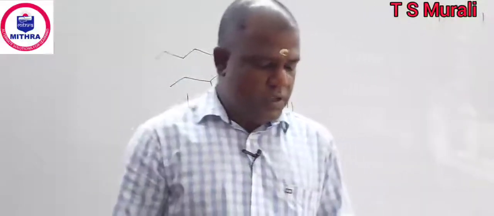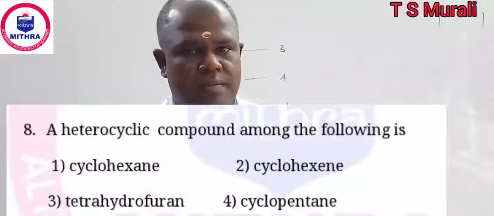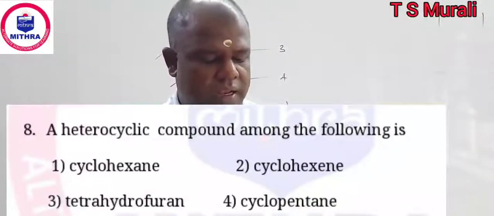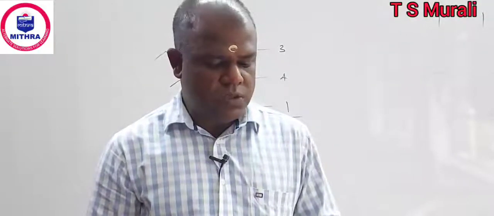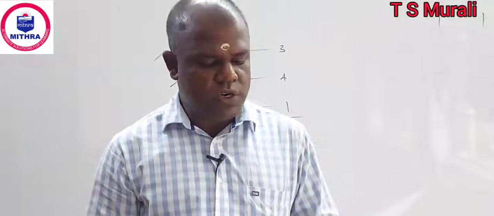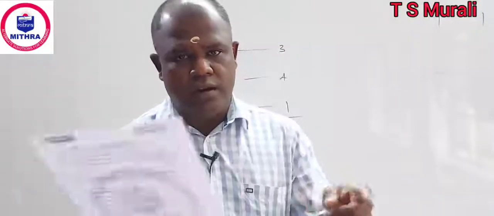Next one. Question number 8. Heterocyclic compound among the following. Heterocyclic means other than carbon you have to see any other atom. Cyclohexane contains only carbon, cyclohexene also contains only carbon, cyclopentane also contains only carbon, tetrahydrofuran, that is given in the NCERT, furan. Heteroatom is oxygen. Agree. Next.